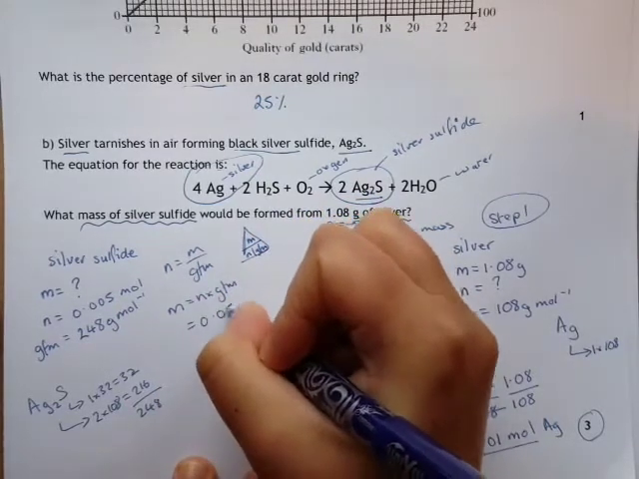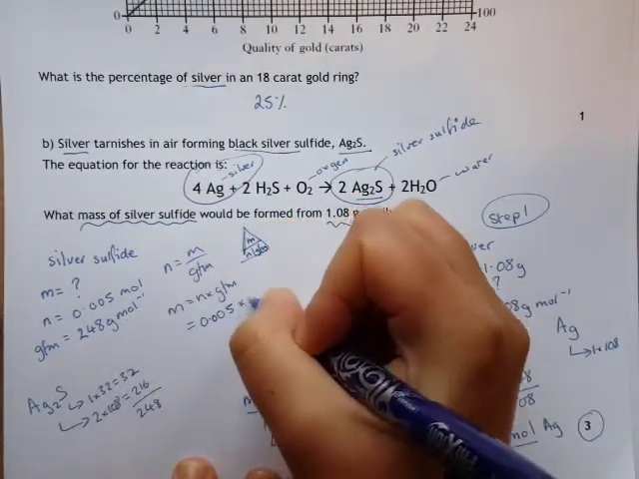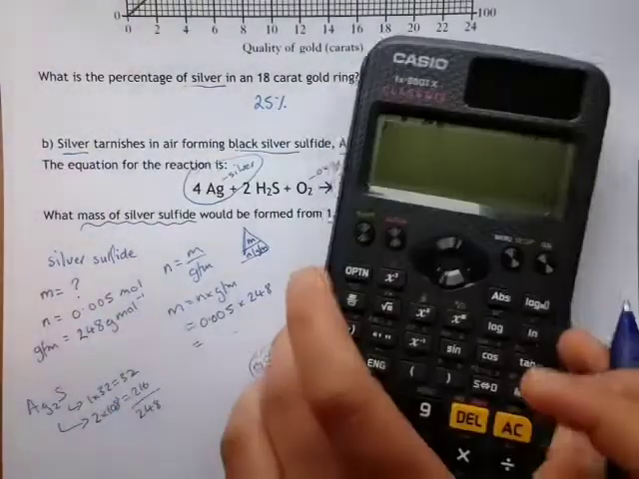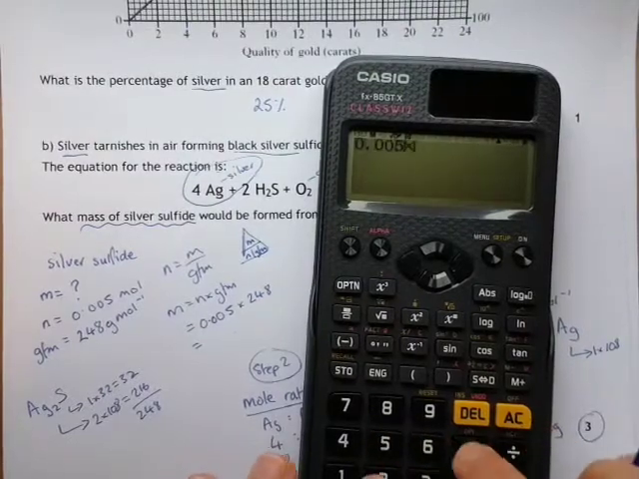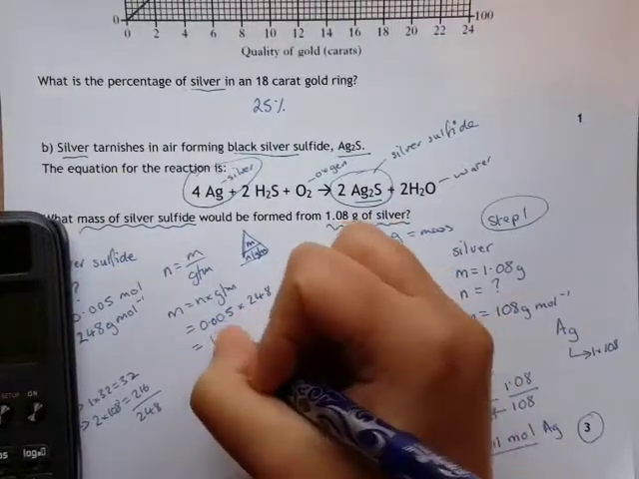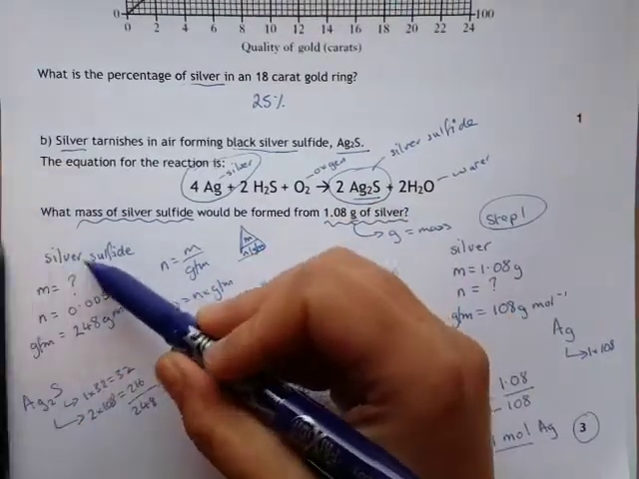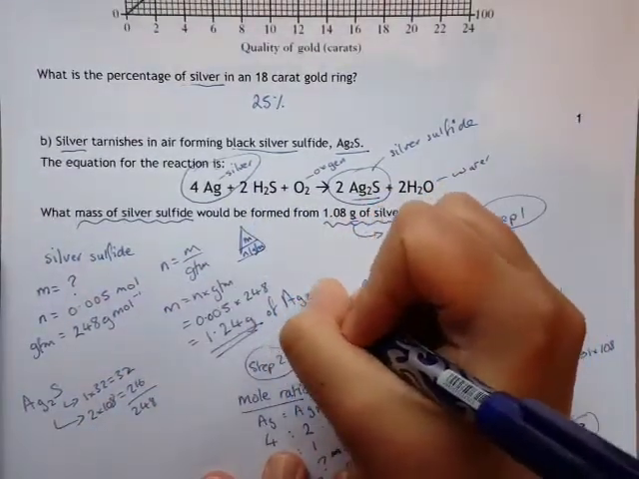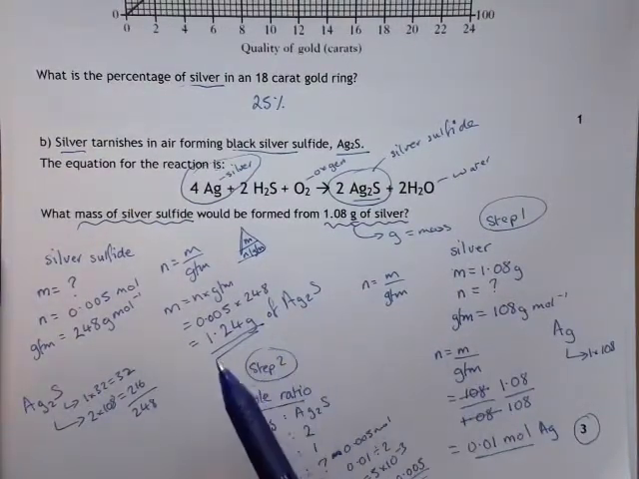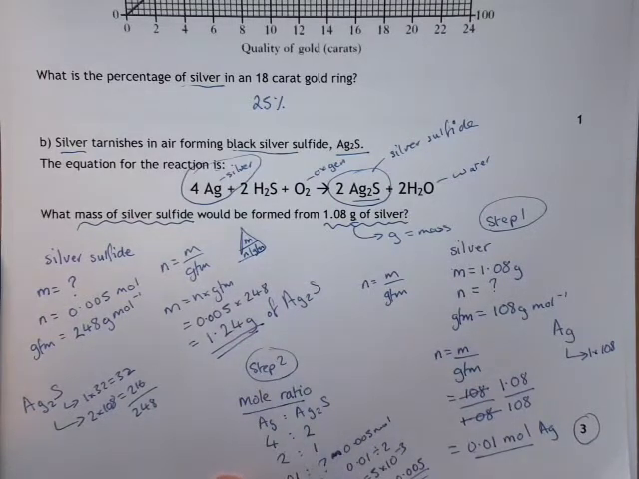So 0.005 is the number of moles times by the GFM, which is 248. So if I do 0.005 times 248, that's going to give me a mass of 1.24 grams, and that's of silver sulfide. Okay, so my working's got a little bit messy here. I've shown quite a lot of working, but I've double underlined my final answer to make that nice and clear.